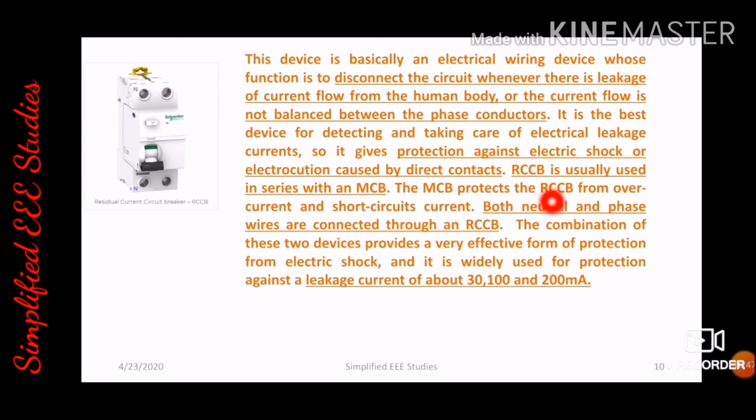Similarly, an RCCB is usually used in series with the MCB. So both RCCB and MCB will act together. Okay, it is a collective combination. It is one of the best combinations to protect the equipment against overload and against leakage current, etc. By using an RCCB, it can protect against leakage current in the range of 30, 100 and 200 milliampere. That much range can be protected with the help of an RCCB. The full form of RCCB is residual current circuit breaker.